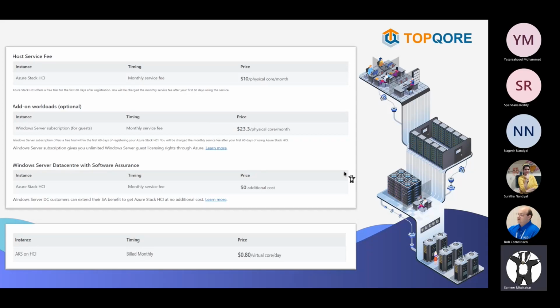AKS on HCI also has a similar billing model. It's billed monthly for, again, 0.80. This is for virtual core, mind you. So it's for virtual core per day, not physical core and not per month. It is per virtual core per day. If you translate it, it's about $24 per month if it's translated into monthly money.